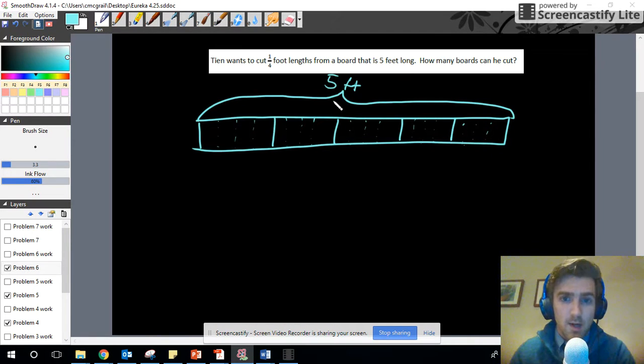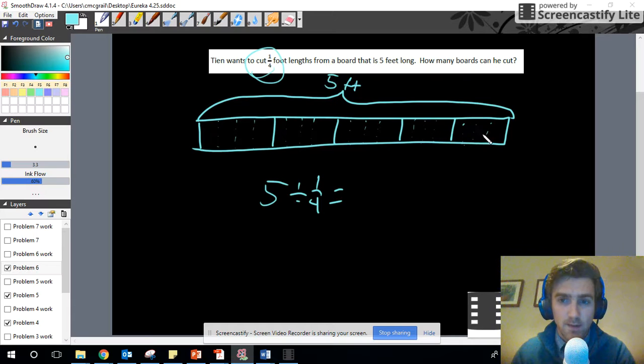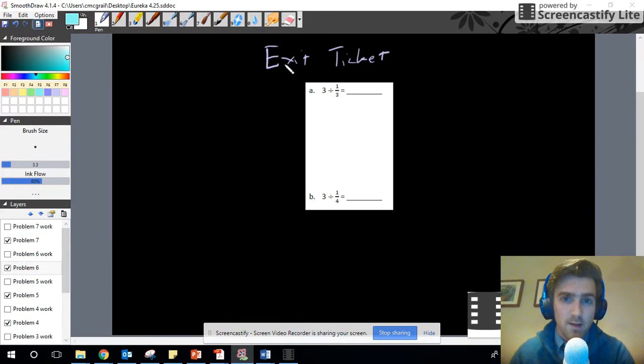Okay, now I have 5 feet and I'm dividing it by 1/4 foot lengths. And I need to see, okay, 1, 2, 3, 4, 5, 6, 7, 8, 9, 10, 11, 12, 13, 14, 15, 16, 17, 18, 19, and 20. My answer is 20.